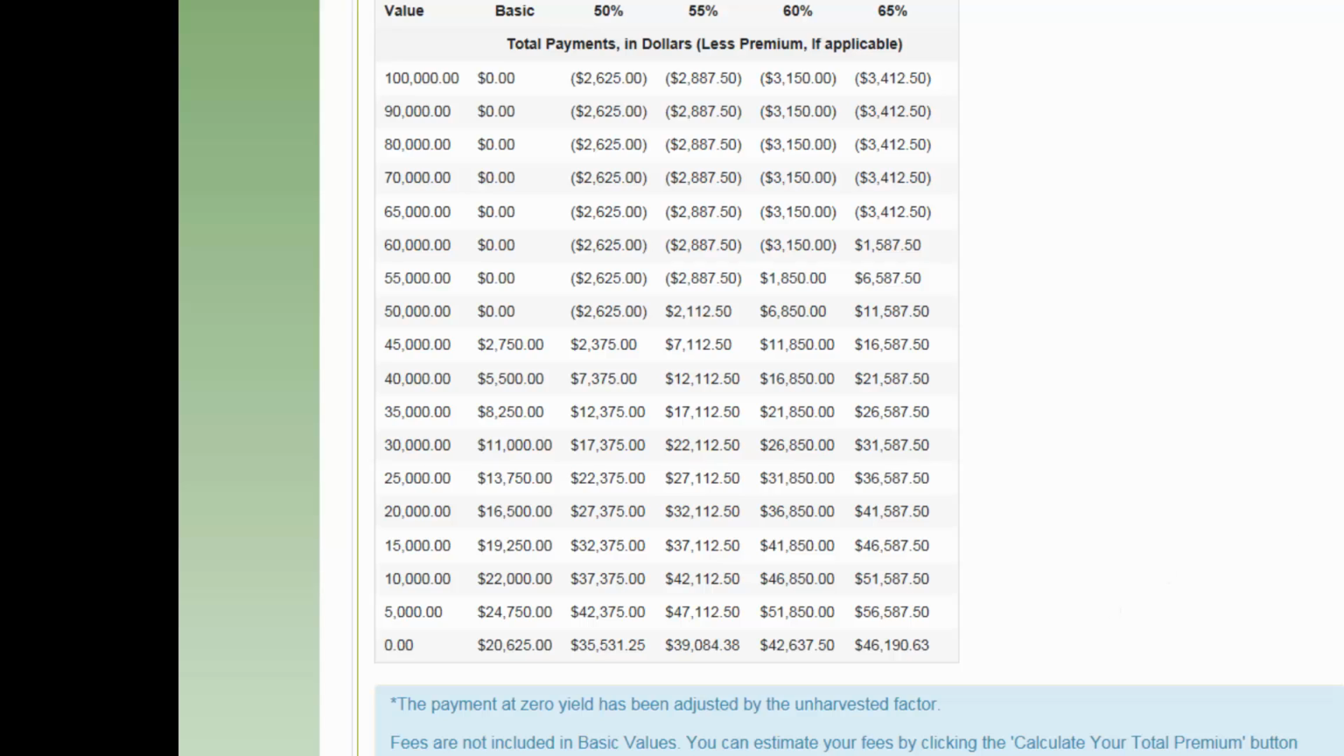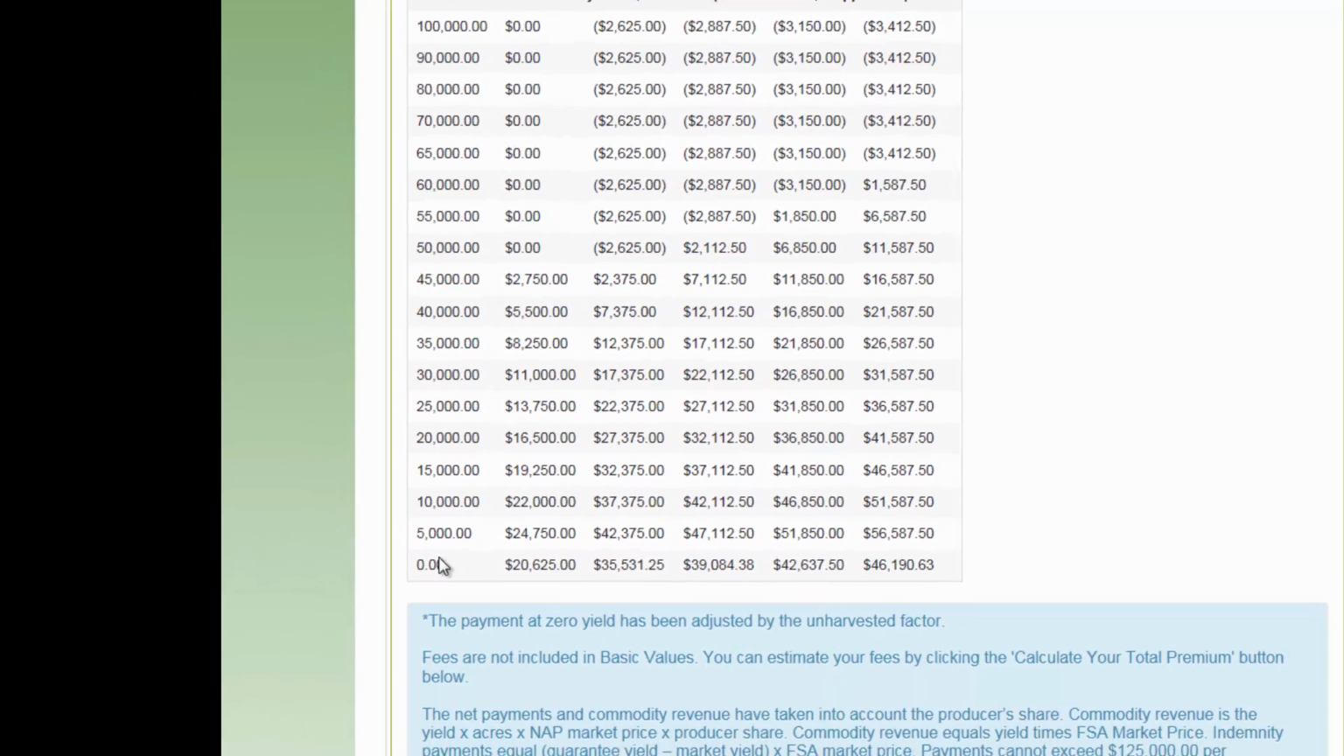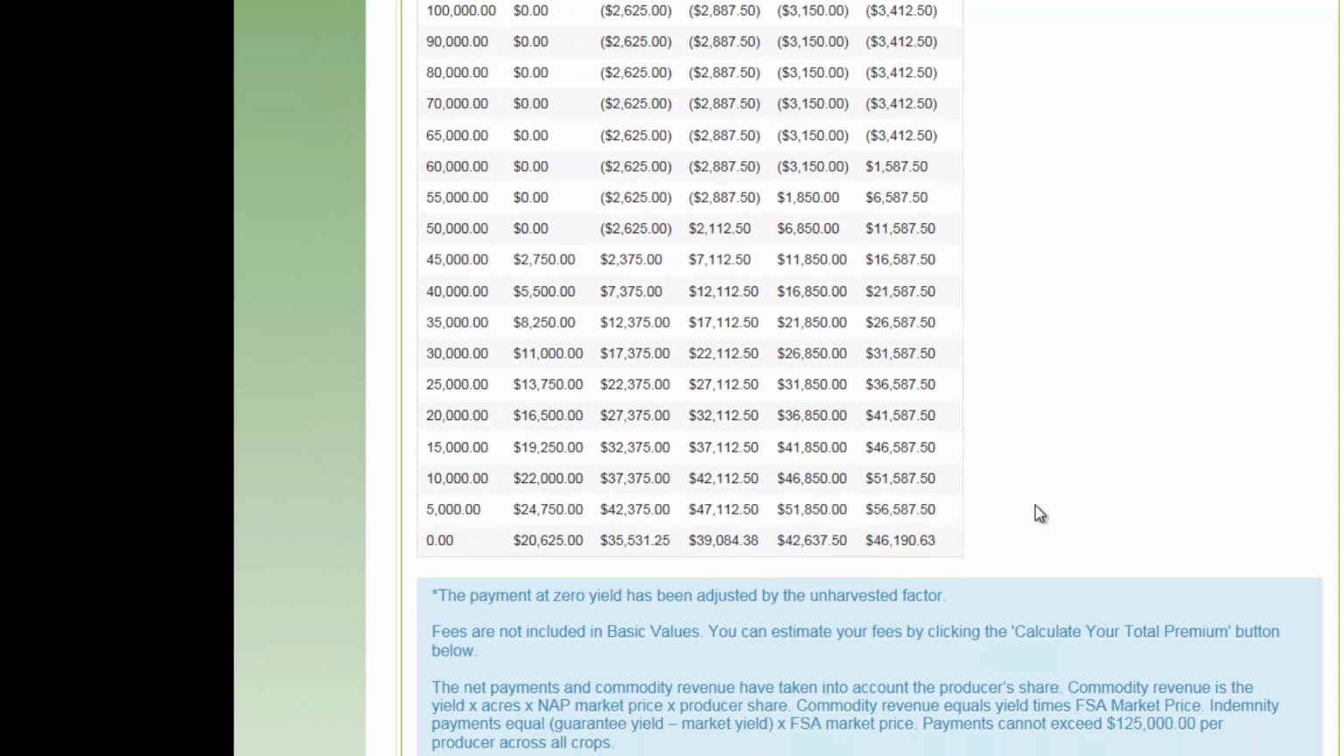So as we look at that, the premium keeps going up and down here, and there is an unharvested factor. The unharvested factor for Christmas trees is 75%. So they're going to assume that if you don't harvest, they're going to subtract off 25% of the payment you would have received for 100% loss. In this case, 100,000 divided by 2 or 50,000.